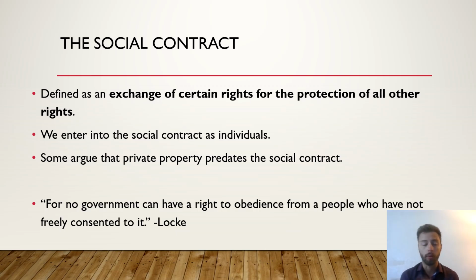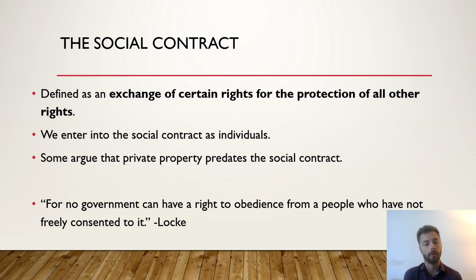According to Jean-Jacques Rousseau and John Locke, we enter into the social contract as individuals. We give individual consent to be governed through our practice within this system. Some argue, like John Locke, that private property predates the social contract, while others, like Thomas Hobbes, say we were not able to securely maintain private property until the social contract and the creation of the state.